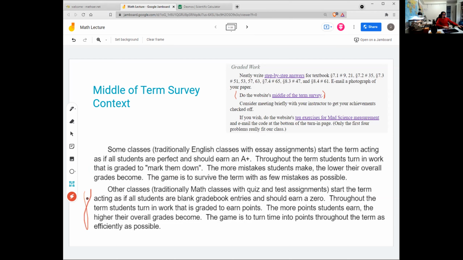Other classes, like this bottom paragraph, you start the term with a 0 in the grade book, and you have to build up points. Usually it's points. And your job is during the term to get as many points as possible. Everyone okay with this comparison right now?